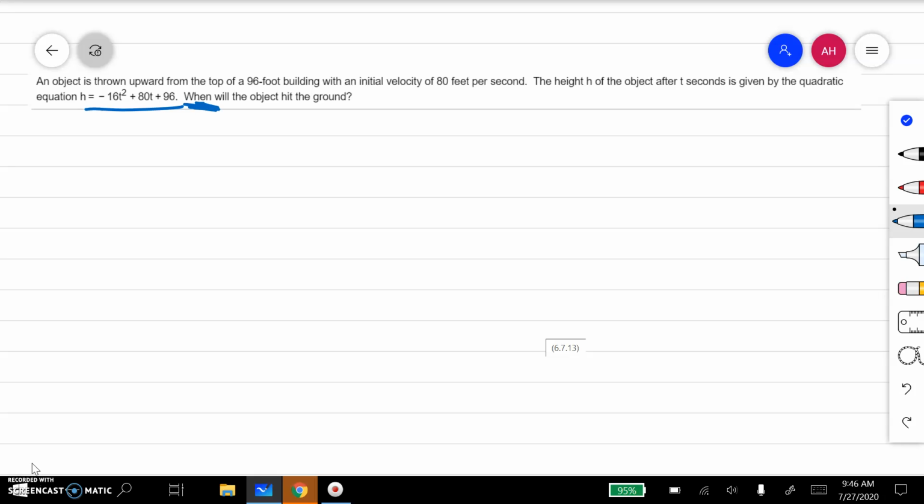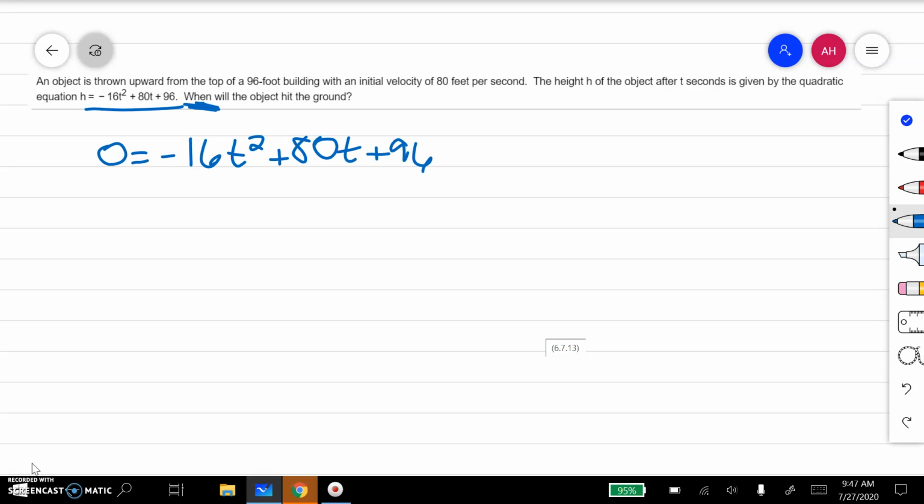But that means we have to know what h is. So when it says the object will hit the ground, the height of the object when it hits the ground is 0 because it's not up anywhere. It's hit the ground. So instead of h, we're going to put in 0 equals negative 16t squared plus 80t plus 96.